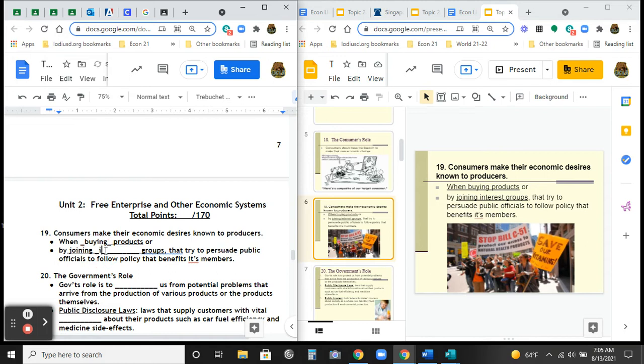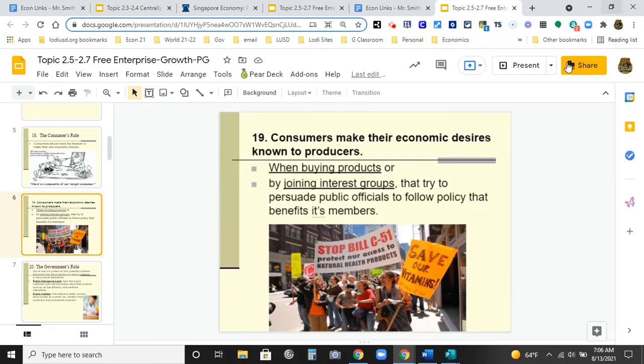You could also join an interest group, but your money speaks louder than your words or your Facebook or your Twitter account. But those interest groups can have a factor in trying to persuade public officials to follow policies that benefit its members. Whether you're joining EPA or vitamins or whatever your cause of the moment is, so these people are trying to get their vitamins.